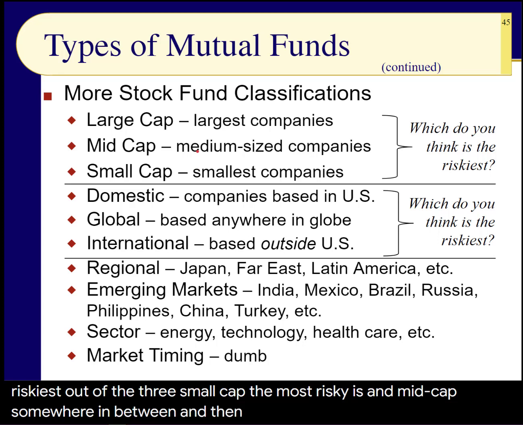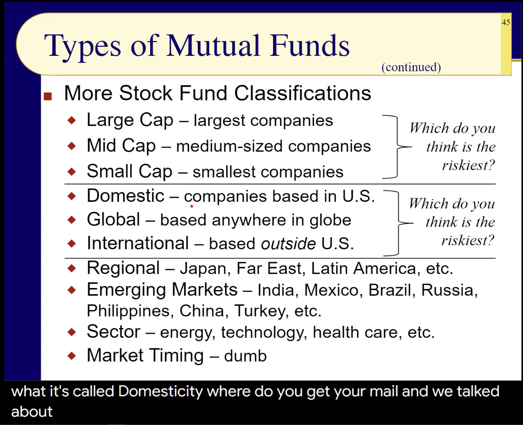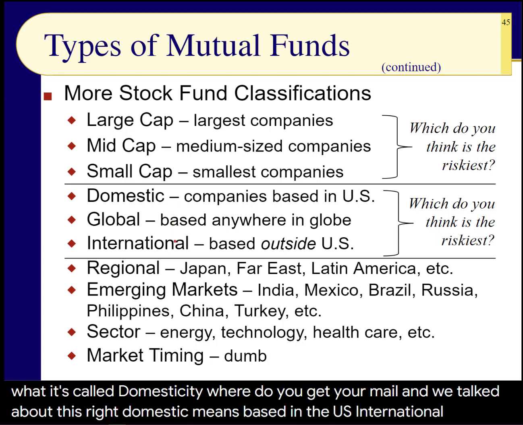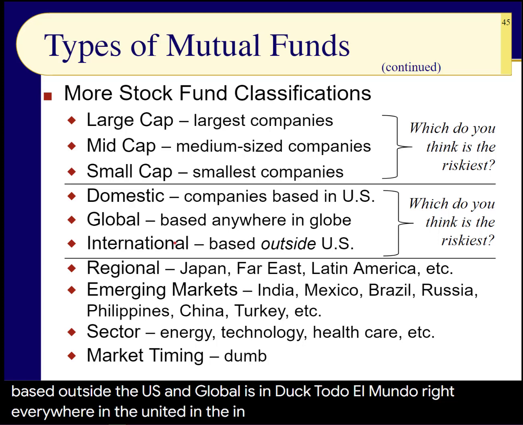And then on top of that, we're going to overlay what is called domesticity. Where do you get your mail? And we talked about this, right? Domestic means based in the U.S. International means based outside the U.S. and global is todo el mundo, right? Everywhere in the world, United States and outside the United States.